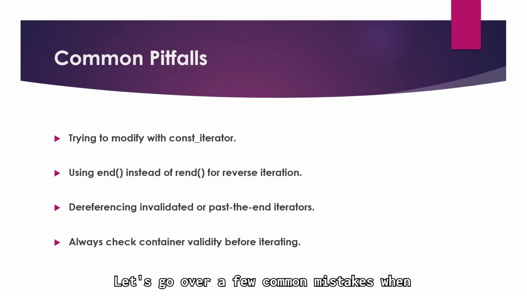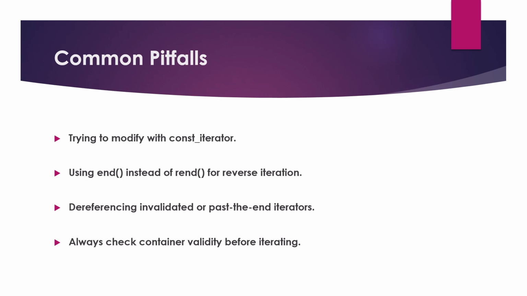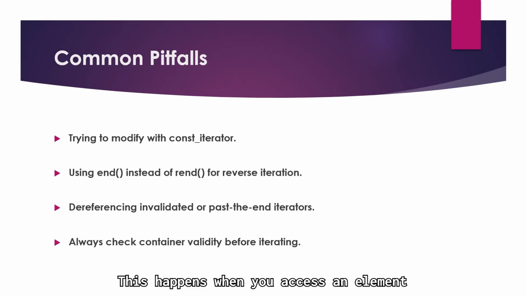Let's go over a few common mistakes when working with iterators so you know what to avoid. Modifying with a const iterator. You will get a compile error if you try changing elements. Use regular iterators when updates are required. Incrementing instead of decrementing in reverse iteration. If you use end instead of rend in reverse loops, the logic breaks. Dereferencing invalid iterators. This happens when you access an element after erasing it or from an empty container. Always validate your iterators. Avoiding these pitfalls will save you from undefined behavior and confusing bugs.